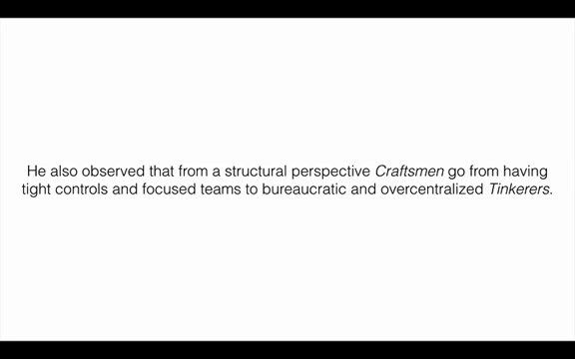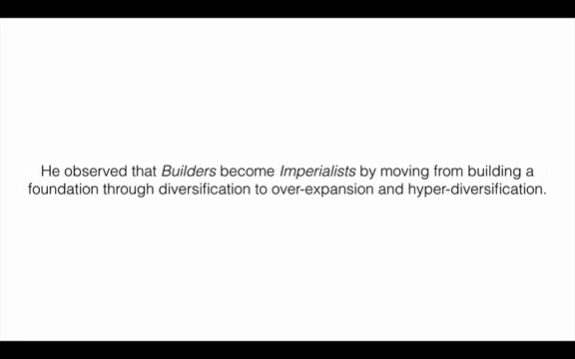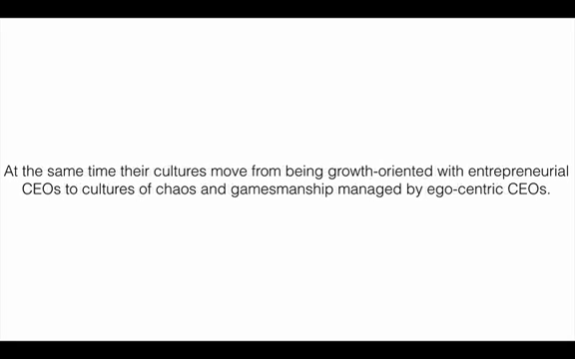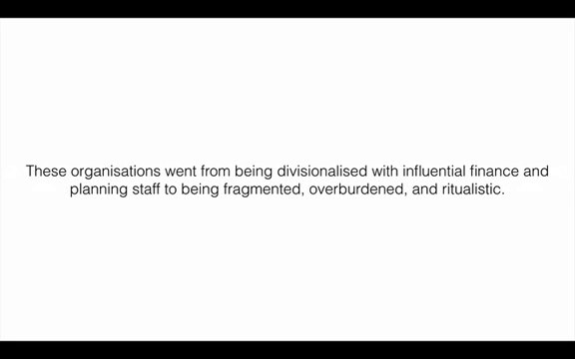He also observed that from a structural perspective, craftsmen go from having tight controls and focused teams to bureaucratic and over-centralised tinkerers. He observed that builders become imperialists by moving from building a foundation through diversification to over-expansion and hyper-diversification. At the same time, their cultures move from being growth-oriented with entrepreneurial CEOs to cultures of chaos and gamesmanship managed by egocentric CEOs. These organisations went from being divisionalised with influential finance and planning staff to being fragmented, overburdened and ritualistic.